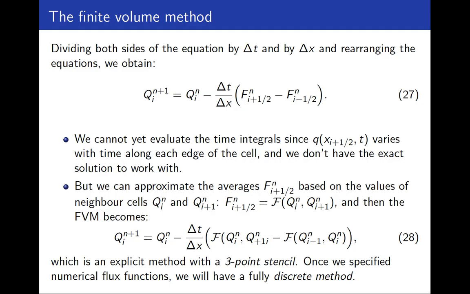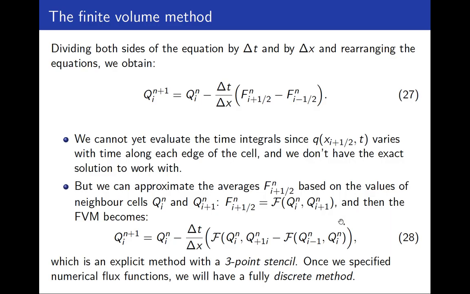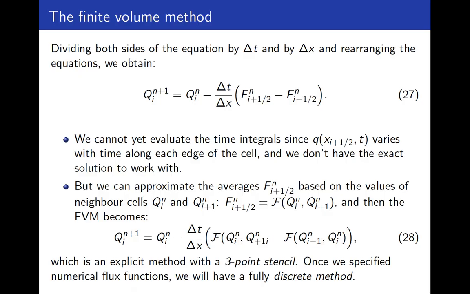So even though this is the equation we obtained, we cannot yet evaluate it because the true solution, the q value, varies with time. So that means that q can vary here at these borders. And we don't have the exact solution to work with because, remember, these capital F's are just the integrals of some function evaluated at q, but q is the exact solution, and we don't know the exact solution of the system. However, we can approximate these fluxes based on the values of neighbor cells.